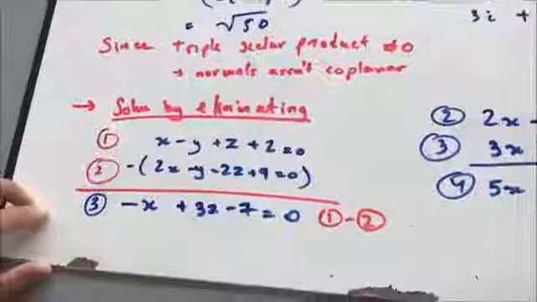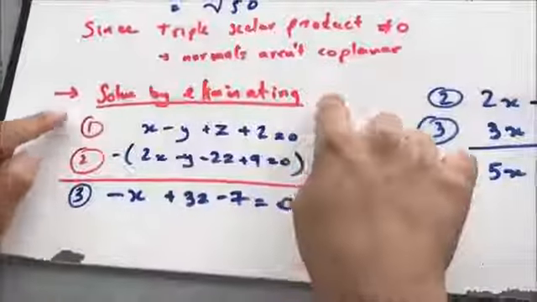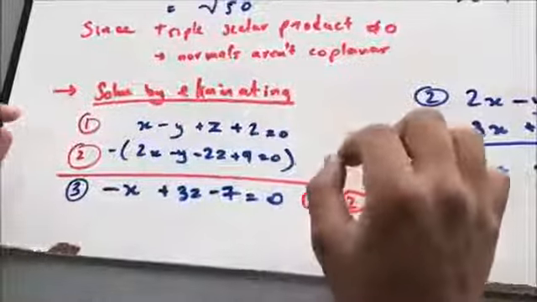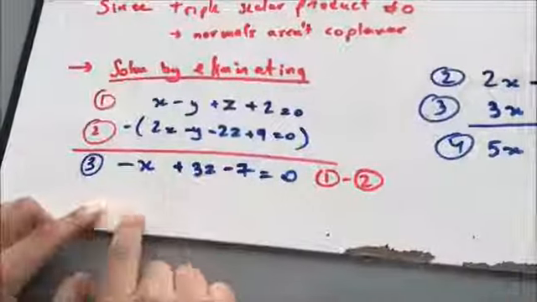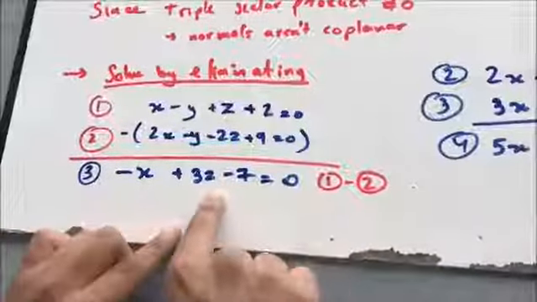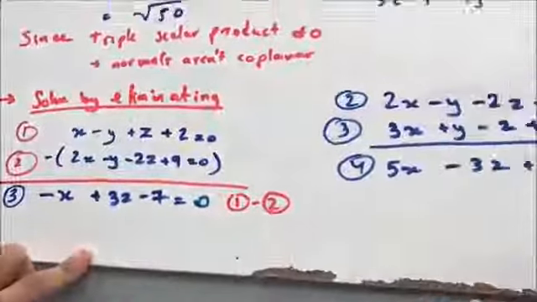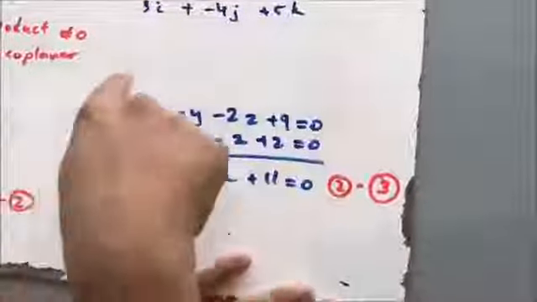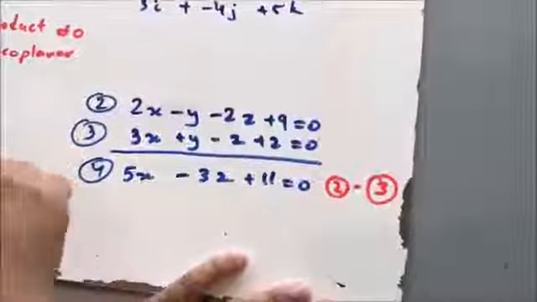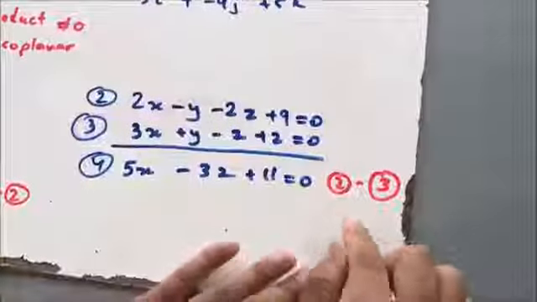So now we're going to solve by elimination. We have our first equation and our second equation. We subtract equation 2 from equation 1, and we get our third equation, which is negative x plus 3z minus 7 equals 0. Now we have to find another equation in terms of x and z only. So we take the second plane and third plane and we add them.